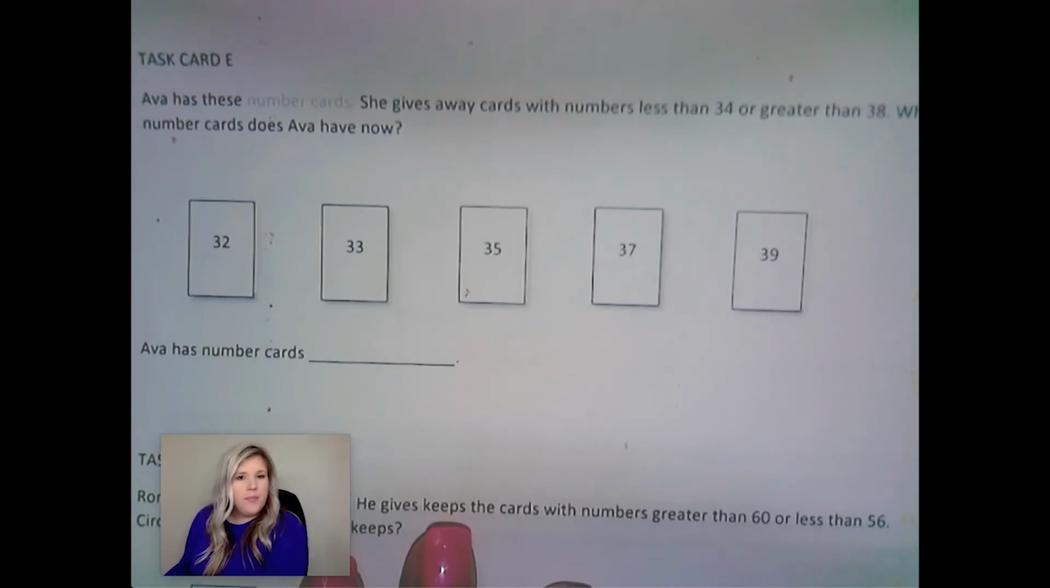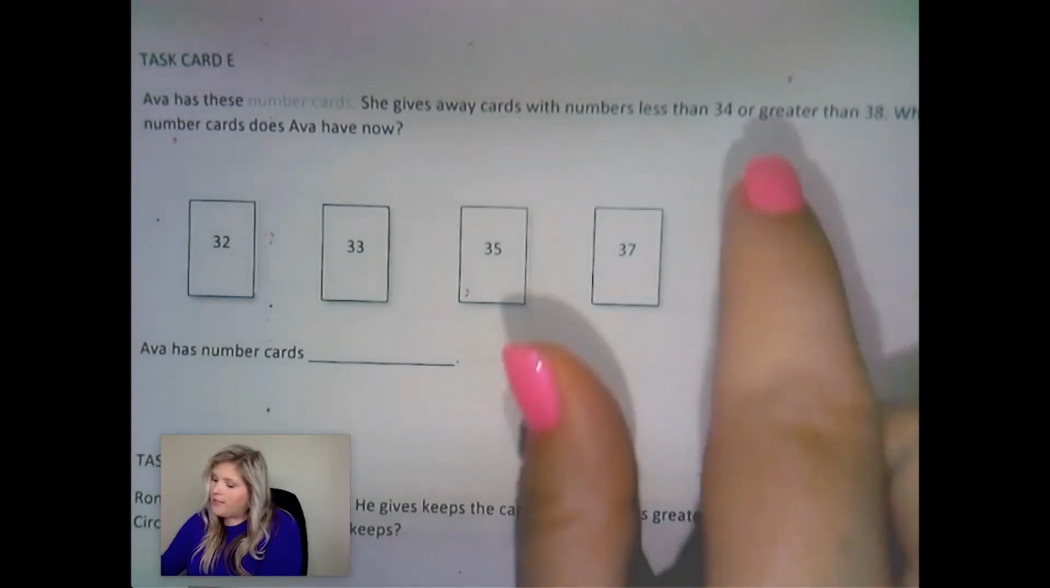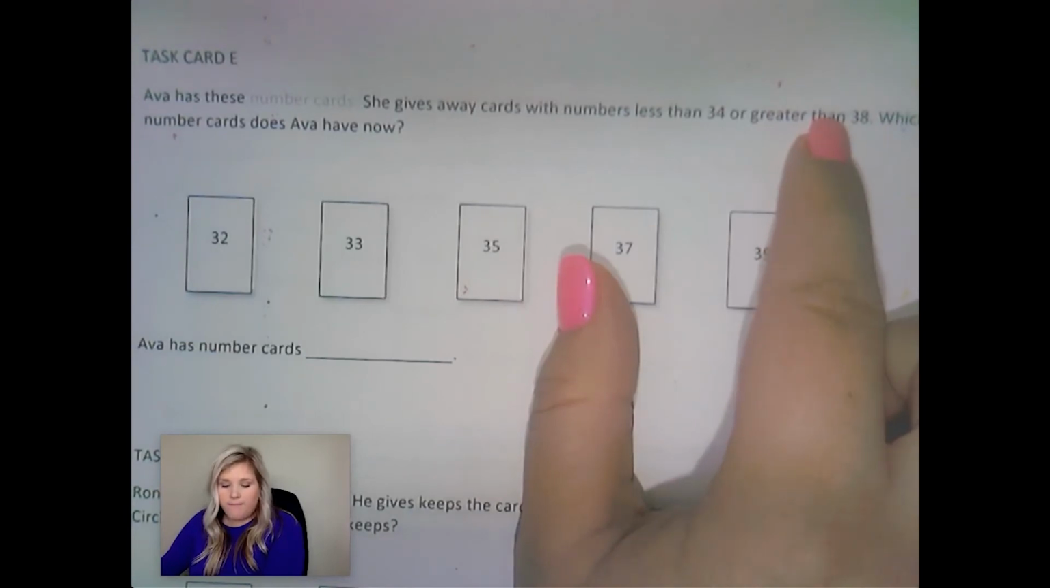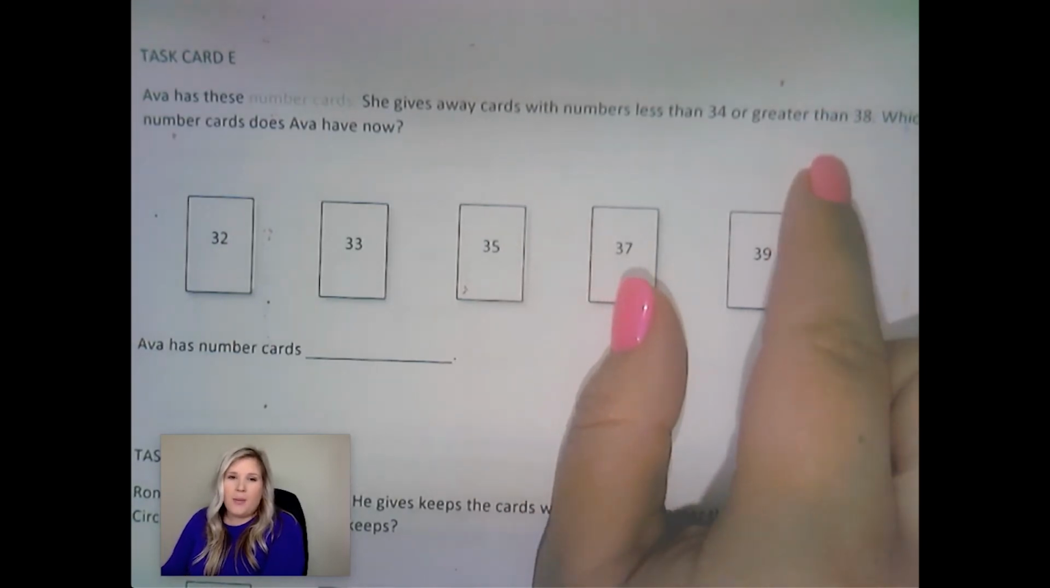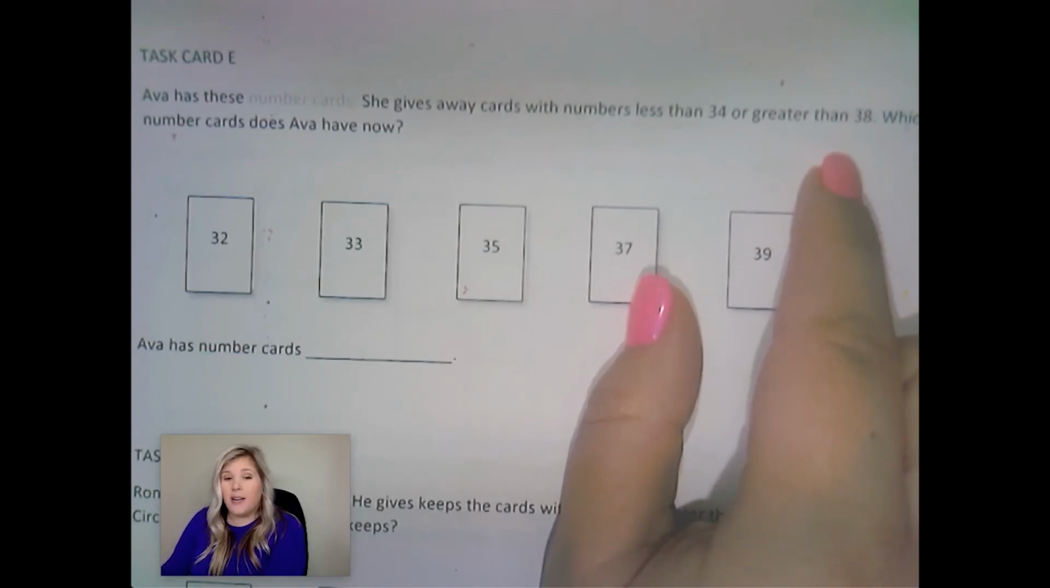What do we know about the problem? Yes, we know that Ava has 5 cards, and we know that she gives away some of the cards. And the number cards Ava gives away are the number cards less than 34 or greater than 38. What do we need to find? Right, we need to find the number cards that Ava has now. What are we going to do to solve this problem? We're going to find those cards that are less than 34 or greater than 38 and cross those out too.